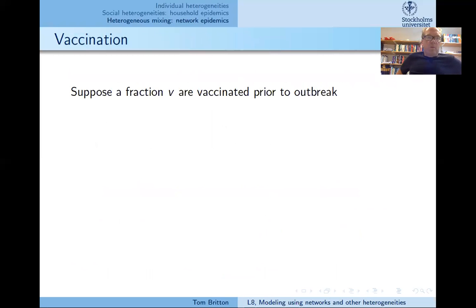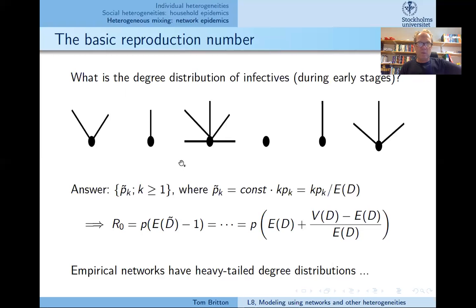Suppose that we would vaccinate before an outbreak takes place. What would then happen? Well, this of course depends on who we vaccinate. If you just had one shot of vaccine, who would you vaccinate here? I think most people realize that it is most effective to vaccinate this individual, and vaccinating this person is completely meaningless.